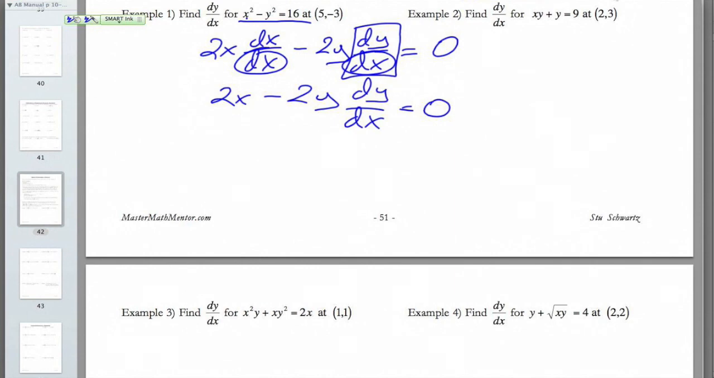Rick wants to know why on this first one it is dx over dx instead of dy over dx. Because I was taking the derivative of x, not y. Over here, I was taking the derivative of y, so that's why it's dy over dx. Why wouldn't it be dy over dy? Because I'm taking it with respect to x. It's funky, you don't have to understand it, you just have to know that we're taking the derivative with respect to x.